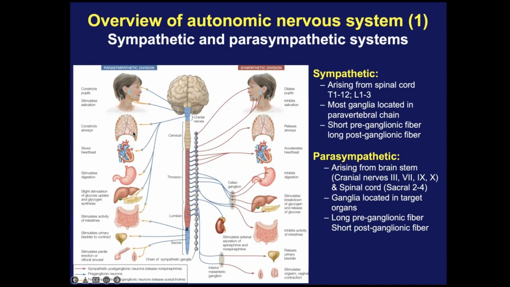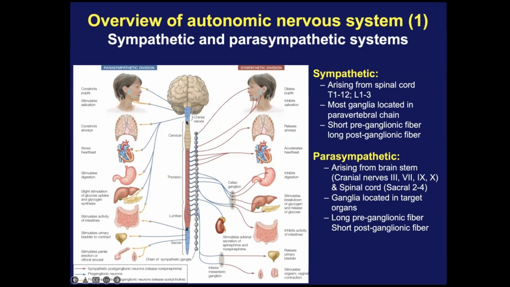On the left side, it is the parasympathetic nervous system. Here we can see these fibers originate from the brain stem and also from the sacral segments of the spinal cord. Here I put X here because the drawing here is not very accurate. Here it should be from the segment 2 to 4, not from the first segment.